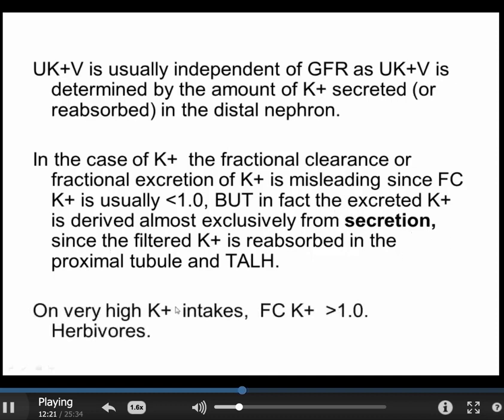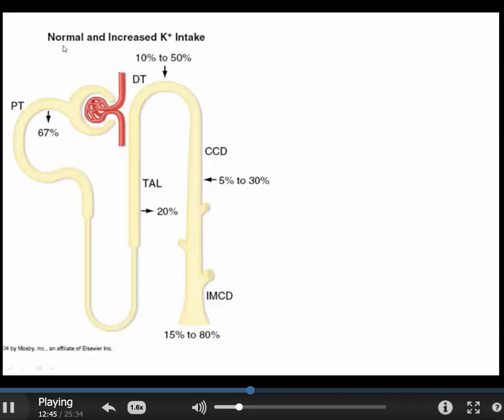In herbivores, animals that are on a very high potassium intake, the fractional clearance of potassium actually is greater than 1, giving evidence of net potassium secretion. But we don't talk about the fractional clearance of potassium because the way the kidney handles potassium makes it too difficult to interpret. So first, let's consider what happens in normal or high potassium intake states.